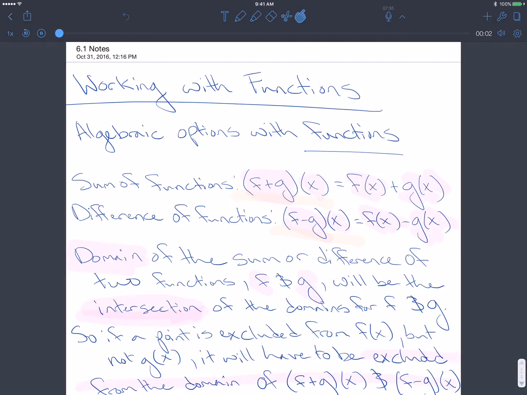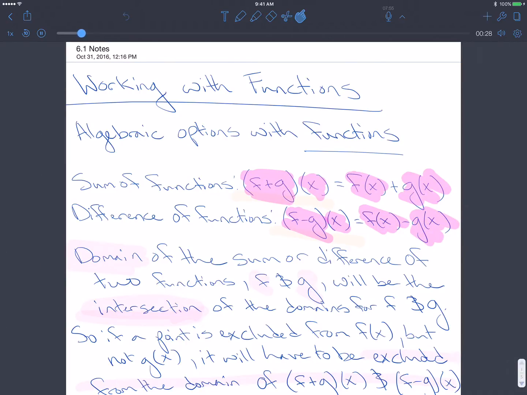6.1, we are working with functions. We'll start with just sum and difference as algebraic operations with functions. So the notation is what's weird here. The sum of functions, f plus g in parentheses of x, corresponds with f of x plus g of x. The difference is then just f minus g of x, or f of x minus g of x.